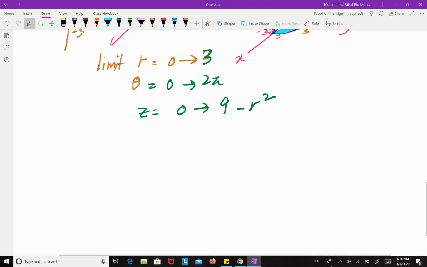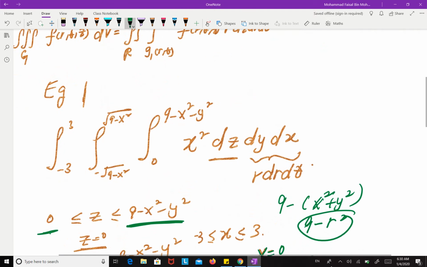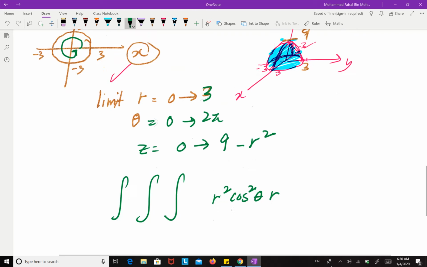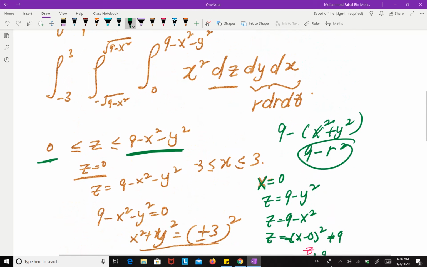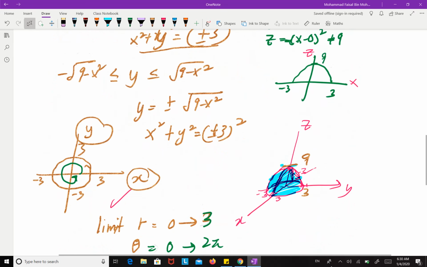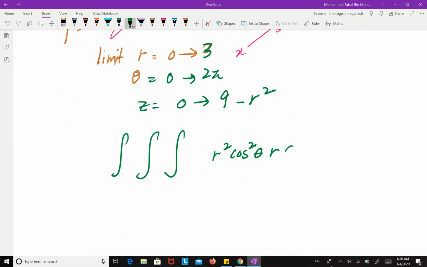So now you can integrate easily. We have the triple integral, and the integrand is x squared. We don't want x squared, so x is r cos theta, giving r squared cos squared theta, times r, dz dr d theta.